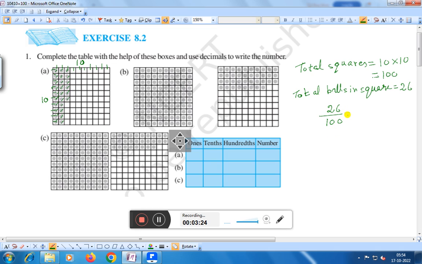And if we divide 26 by 100, here you see 100 means 2 zeros are there. Therefore, you have to shift the point in the left direction 2 places. That means 0.26.